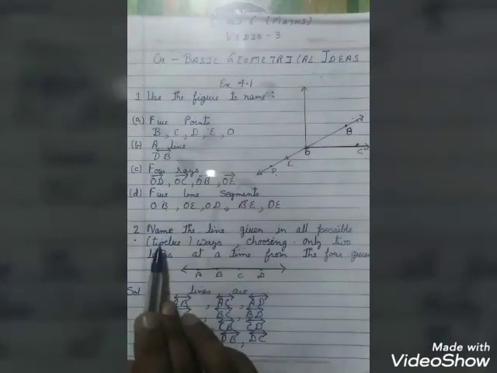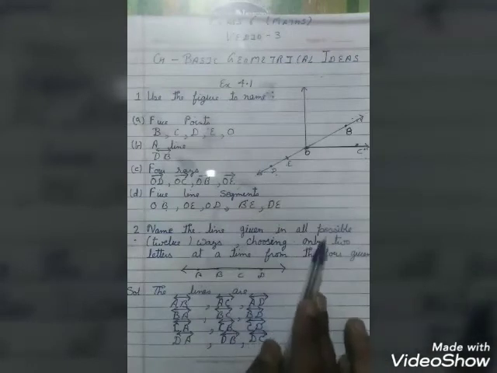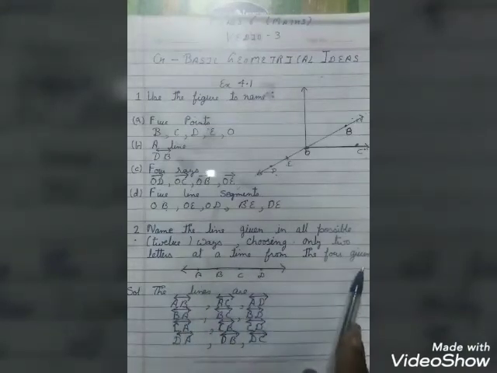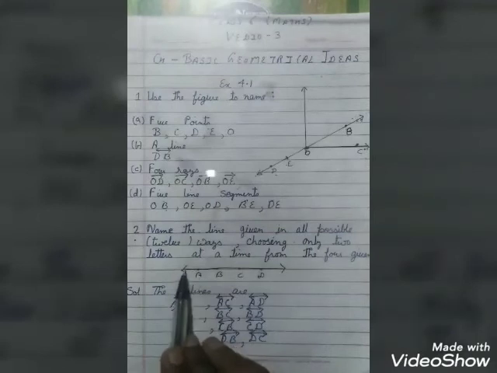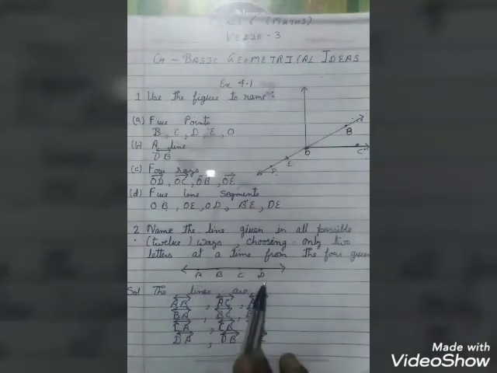Now look at the second question. Name the lines given in all the possible ways, choosing only 1, 2 letters at a time from the 4 given. So see, first we are considering the left hand side: A, B, AC, AD.